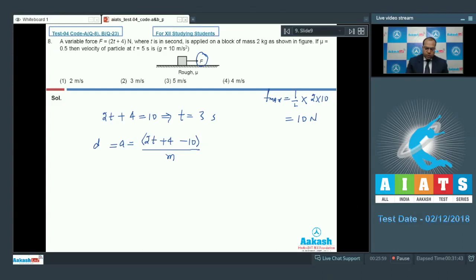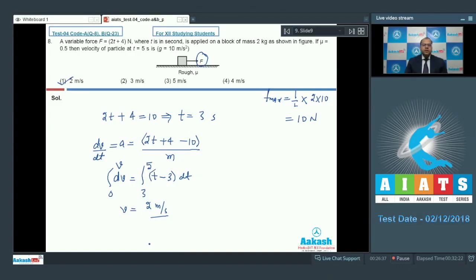So from here it can also be written as dv by dt, and the value of mass is 2 kg. So I can write dv is equal to t minus 3, and if I apply the limit of integration up to t equal to 3, the block is at rest. So from 3 to 5, let the block gain the velocity v. On solving, the value of v comes out to be 2 meters per second. So option 1 is the correct answer. So the correct answer for question number 8 is option 1.